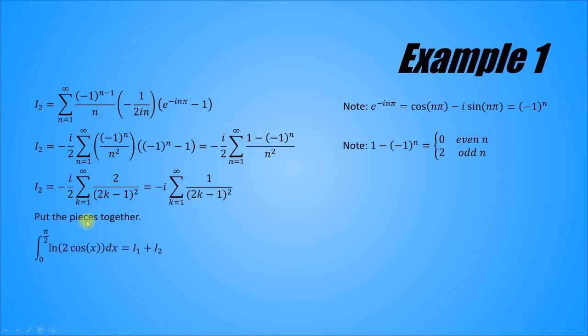So let's put the pieces together to reassemble the original integral. The integral from 0 to pi over 2 of ln(2 cos x) dx is I1 plus I2. And previously we found that I1 is i pi squared over 8. And we just found out what I2 is. It's this sum right here. And I'm just going to factor out the i. And I'll carry this result to the top of the next slide.